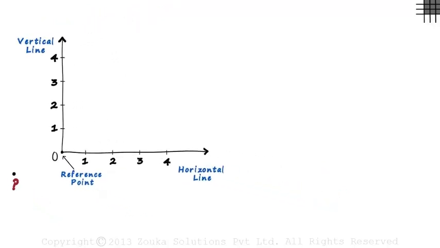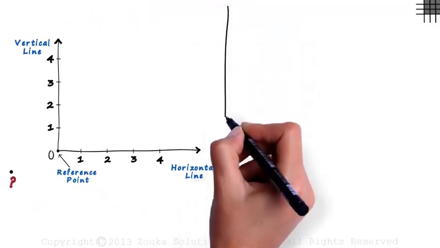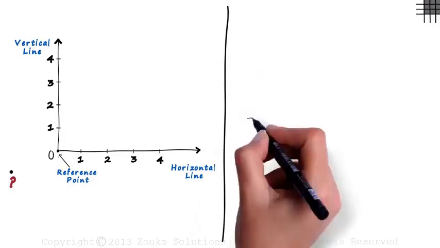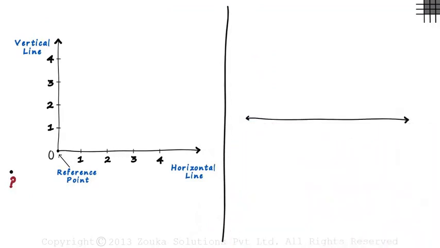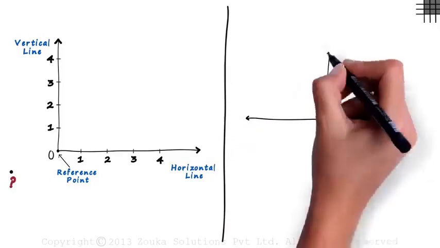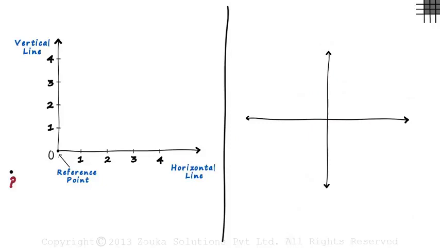Let's zoom out a bit and modify this diagram slightly. We draw the horizontal line like this. Notice that it has arrows on both its ends. The vertical line is drawn like this, again with arrows at both its ends. We extended the horizontal line to the left and the vertical line downwards. Now, no matter where you place the point on the plane, you will be able to give it a unique identity.